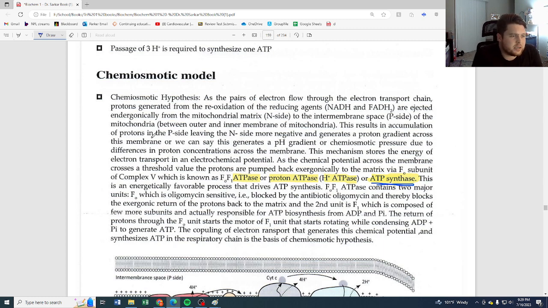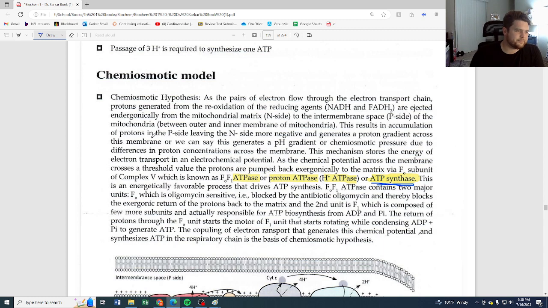So that ATP synthase contains two major units. F0, which is oligomycin sensitive. In other words, it's blocked by the antibiotic oligomycin, and thereby blocks the exergonic return of the protons back to the matrix. And the second unit is F1, which is composed of a few more subunits and is actually responsible for ATP biosynthesis from ADP and phosphate ion.